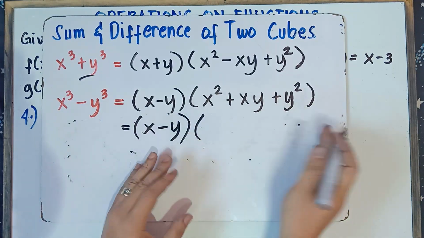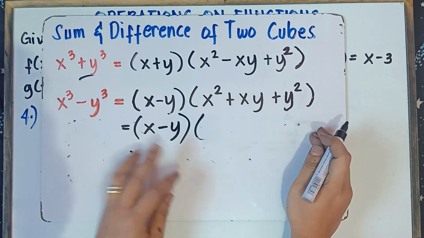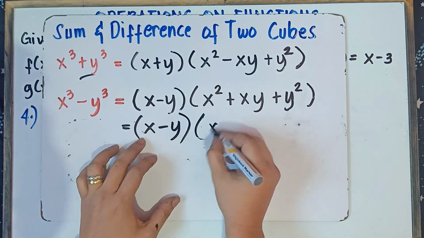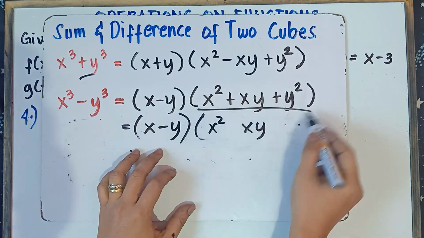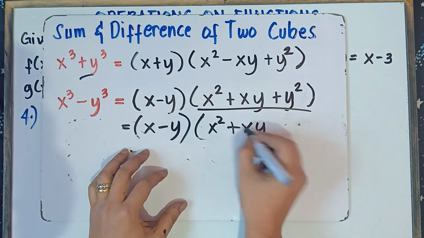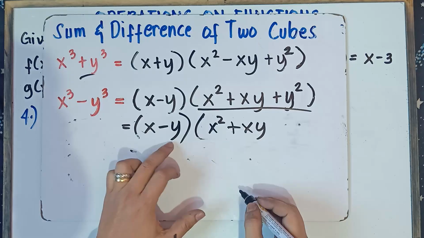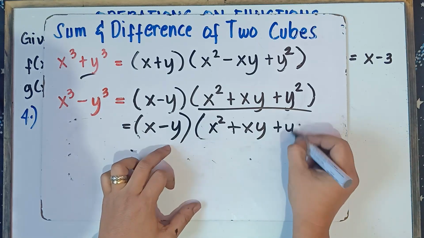And then our second factor, class, will be all positive. Get the square of the first term, x times x, that would be x squared. Multiply, that would be xy. And then our answer, class, for the second factors are all positive xy. Get the square of the last term, y times y, that would be y squared.